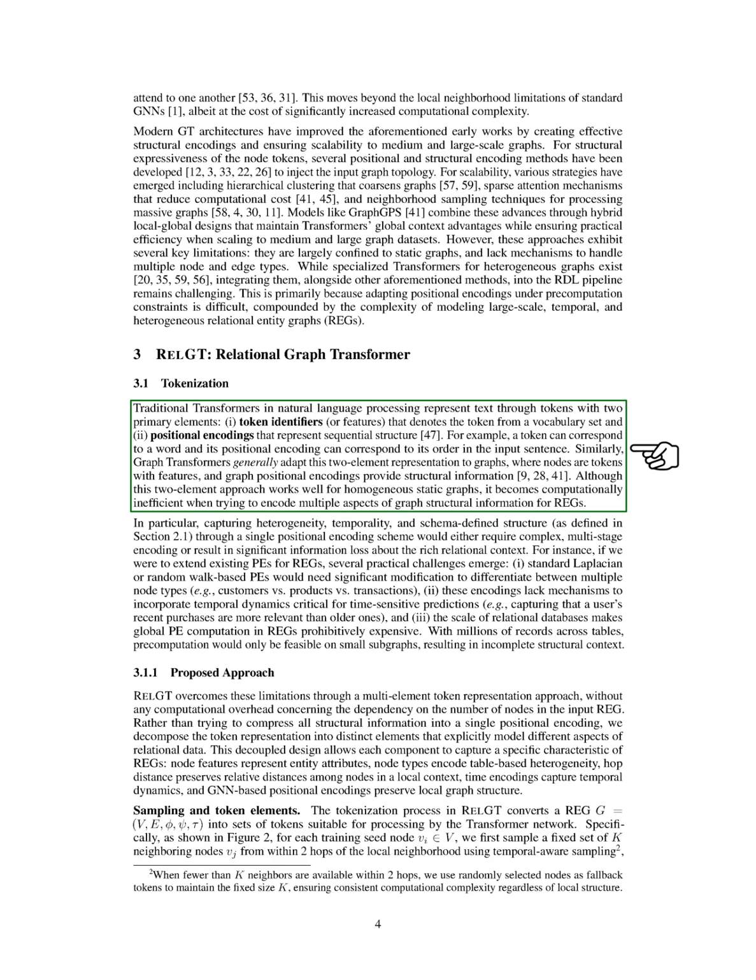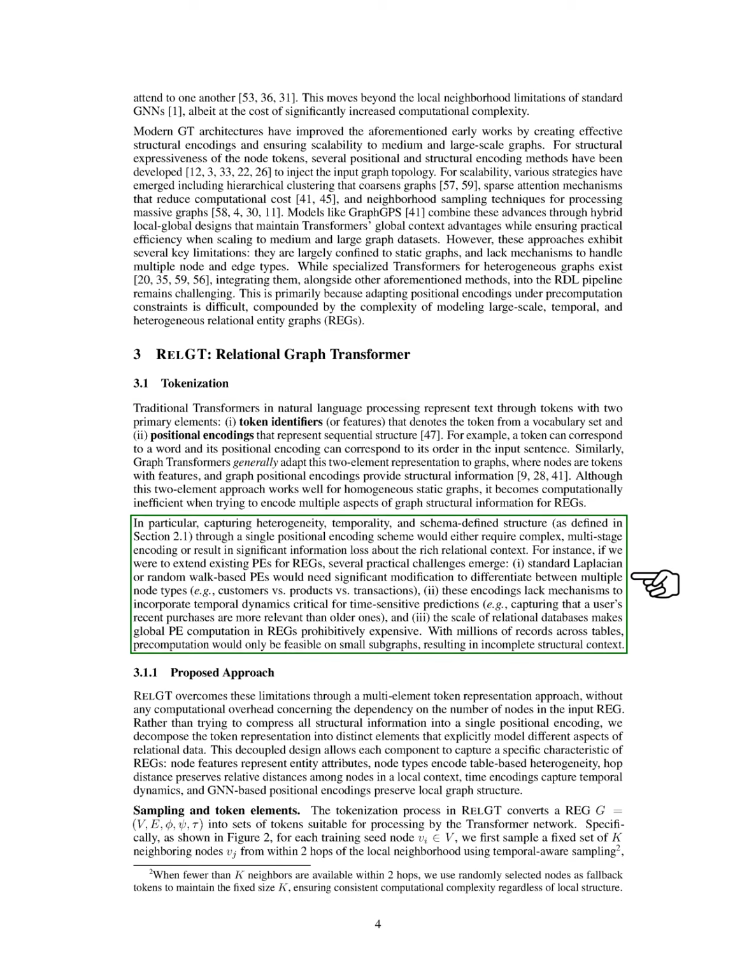Traditional transformers in natural language processing represent text using tokens that consist of two main elements: token identifiers, which indicate the token from a vocabulary, and positional encodings, which show the sequence structure. For instance, a token might represent a word, while its positional encoding indicates its order in a sentence. Similarly, graph transformers adapt this two-element representation for graphs, where nodes act as tokens with features, and graph positional encodings provide structural information. While this approach works well for homogeneous static graphs, it becomes inefficient when trying to encode various aspects of graph structure for relational entity graphs.